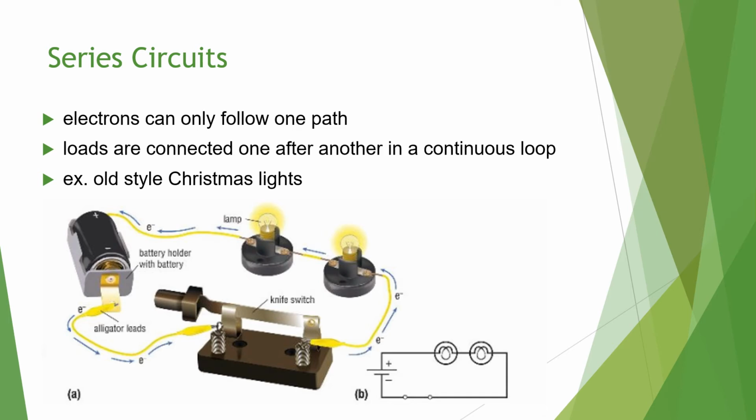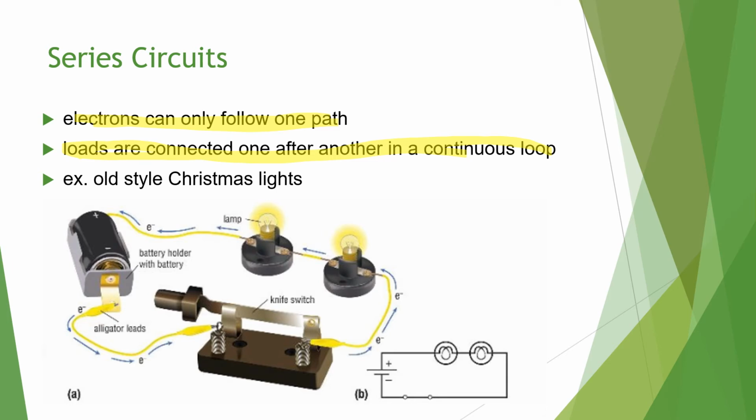Okay, so now we're going to talk about series circuits. We're going to talk about two different circuits, series and parallel. In a series circuit, electrons can only follow one path. That's very important. There's only one path for the electrons to flow through. Loads are connected one after another in a continuous loop.